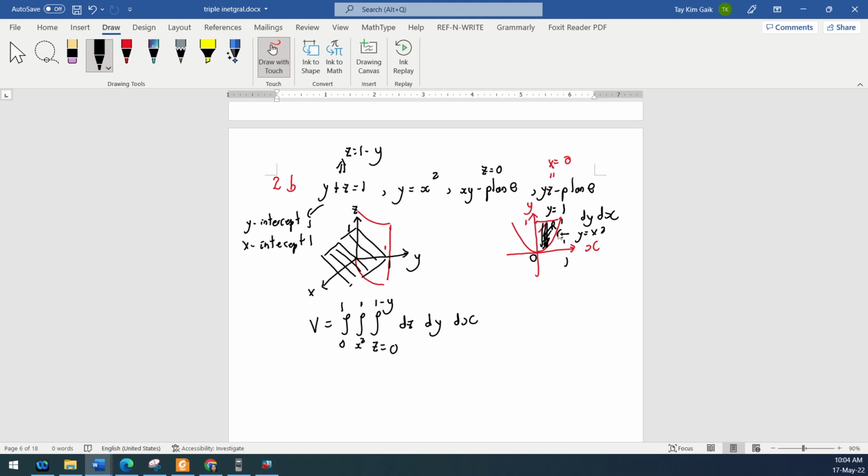So the lower limit is the lower curve, which is y equal to x squared. Upper limit is y equal to 1. Lastly, x from 0 until here. When y is 1, 1 equal to x squared. So x is positive or negative 1, but we know x is positive. That's why you take x equal to 1. So for each limit that you set up correctly, you get 1 mark, 3 marks there. Okay, so now integrate with respect to z first.